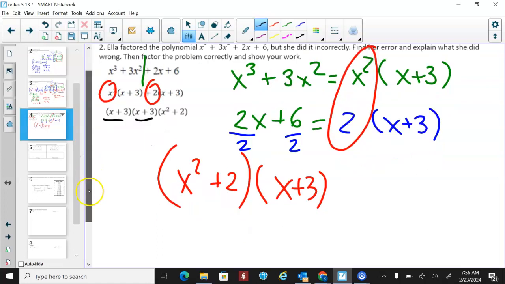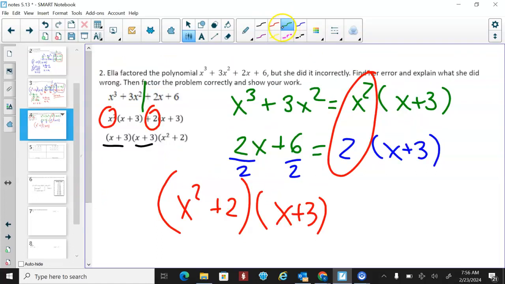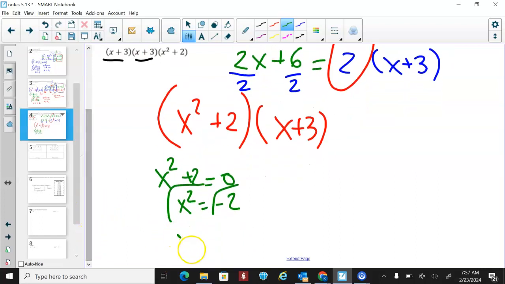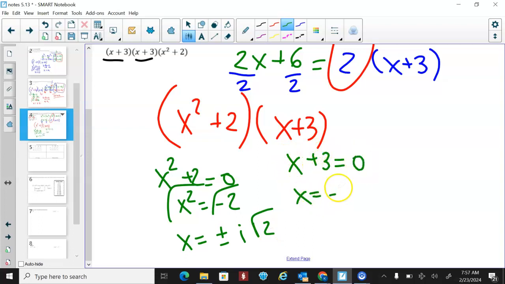And of course, you would have solved it moving forward by setting it equal to 0. So x squared plus 2 equals 0. x squared equals negative 2. Taking the square root, we would have gotten x equals plus or minus i root 2. And then here, x plus 3 equals 0, and x will equal negative 3.